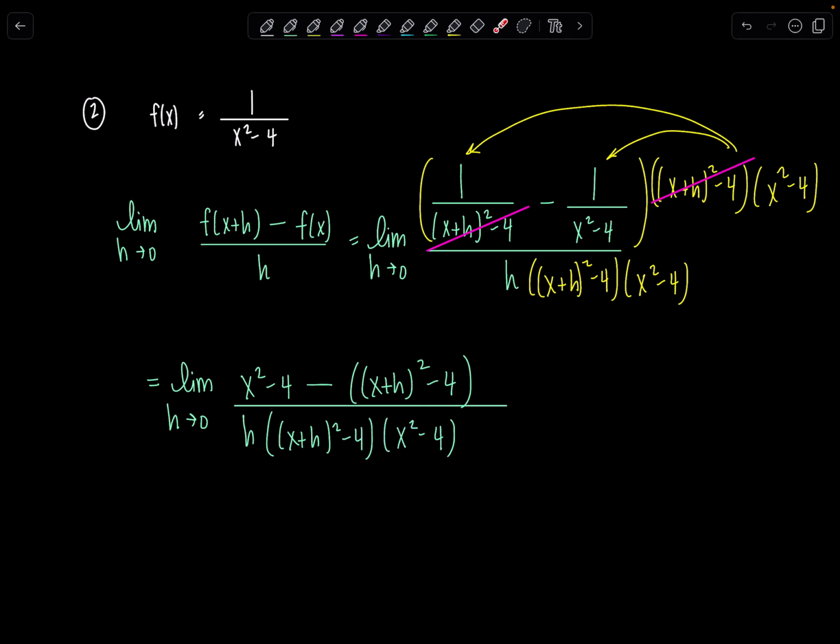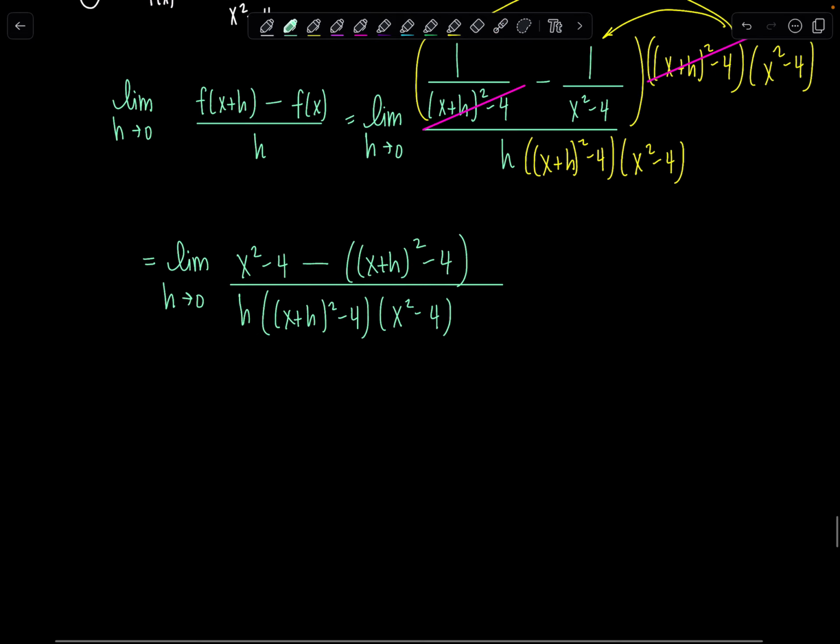Leave the denominator as is. Don't touch it, but I do need to multiply this out and clean up the numerator. Remember, your goal is always to cancel out that h in the bottom. So this is the limit as h goes to 0.